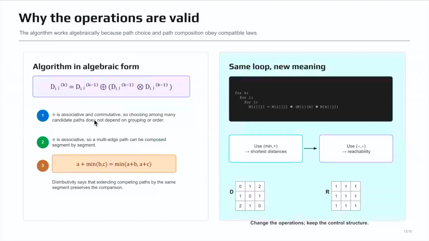Associativity of the min operation allows many alternatives or many path segments to be grouped in any order. And distributivity shows that extending competing paths by the same segment preserves the comparison between them. On the other hand, if we replace the min-plus operation with simply the Boolean OR and AND, it changes the output of this algorithm from shortest distance to reachability while preserving the algorithm's basic loop structure.